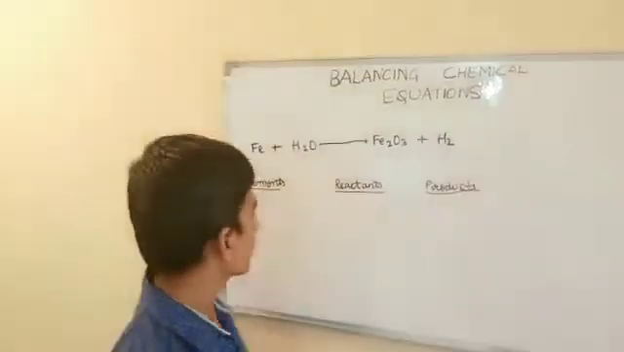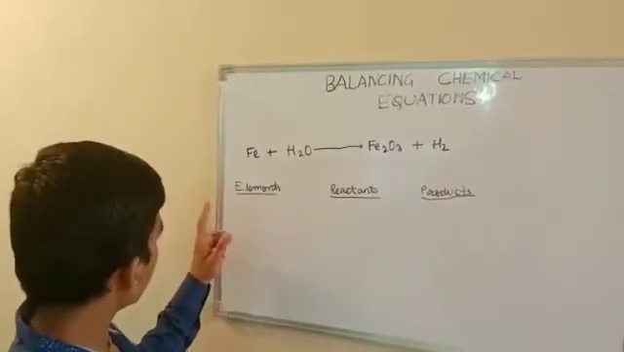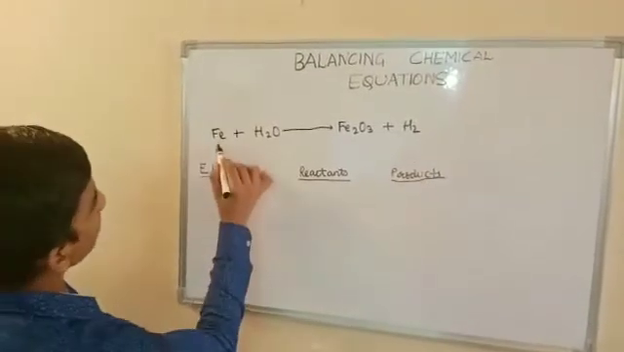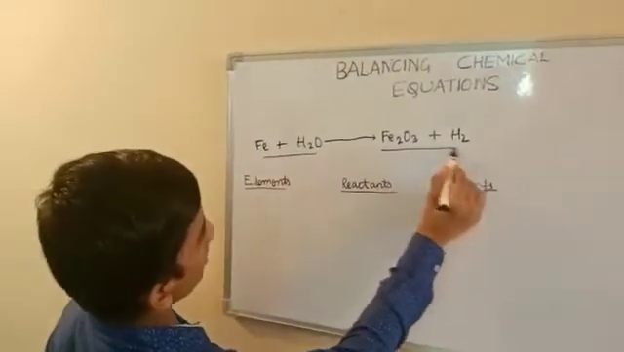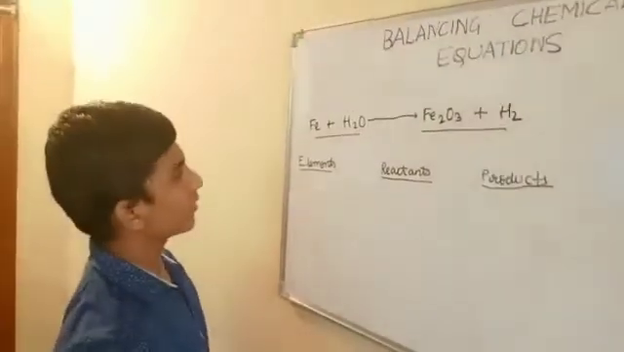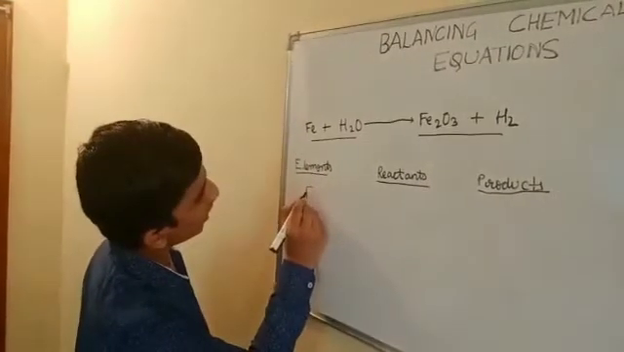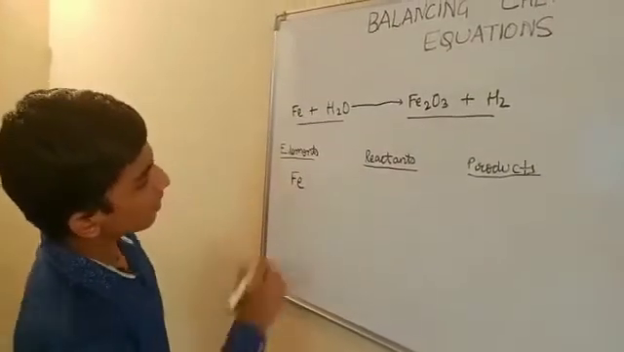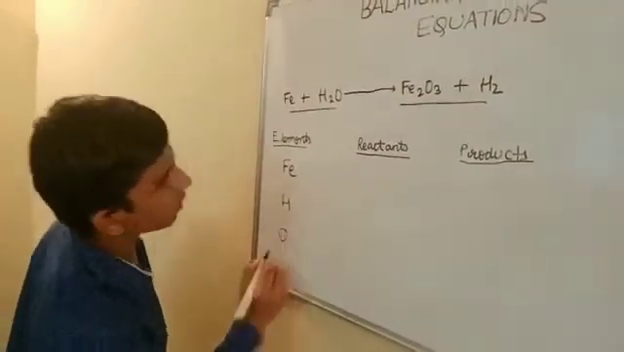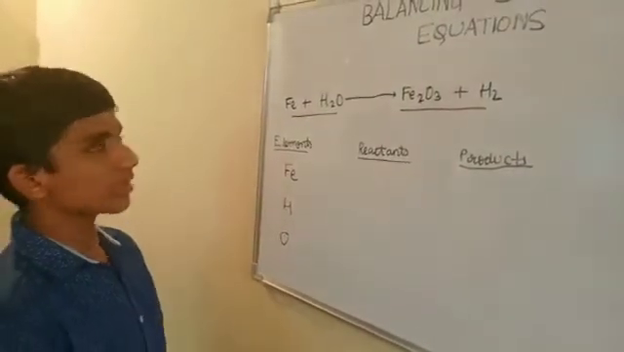How to solve this? First, we have to write in our book elements, reactants, products. Reactants means this side and products means this side. Elements means what elements are there in this equation, we have to write here. First one, iron. Next one, hydrogen. Next one, oxygen.